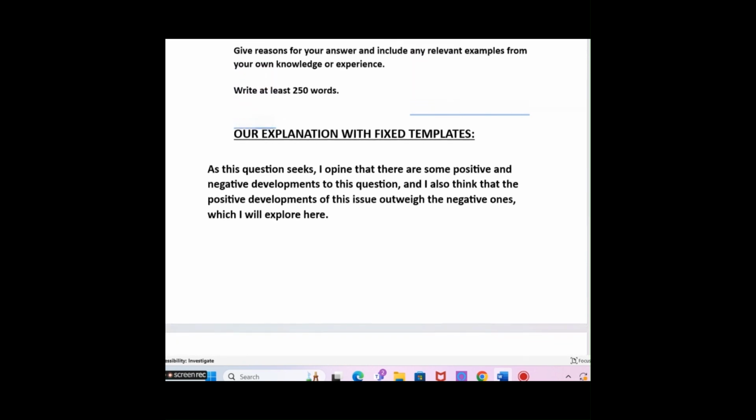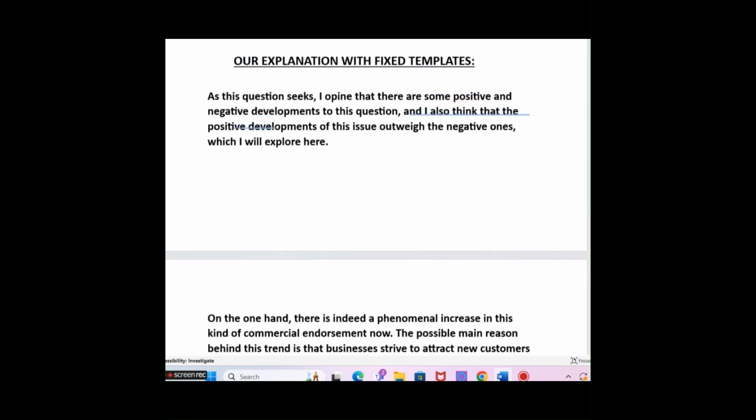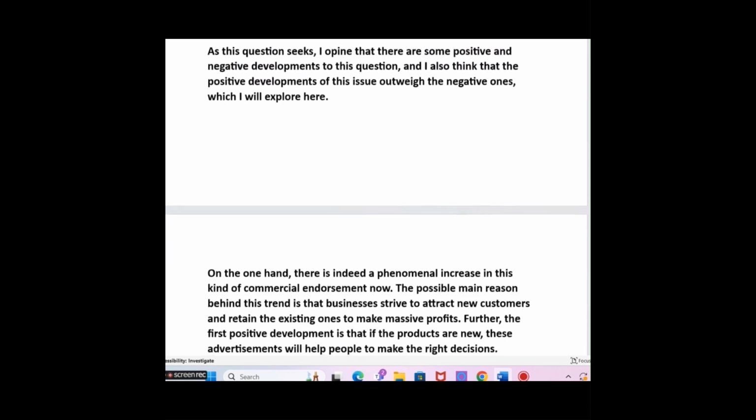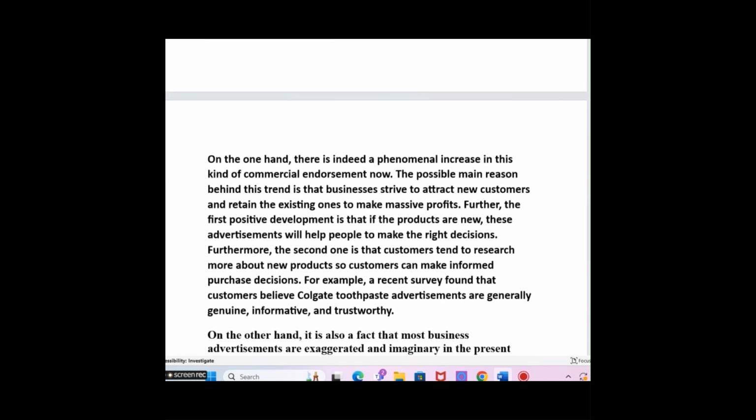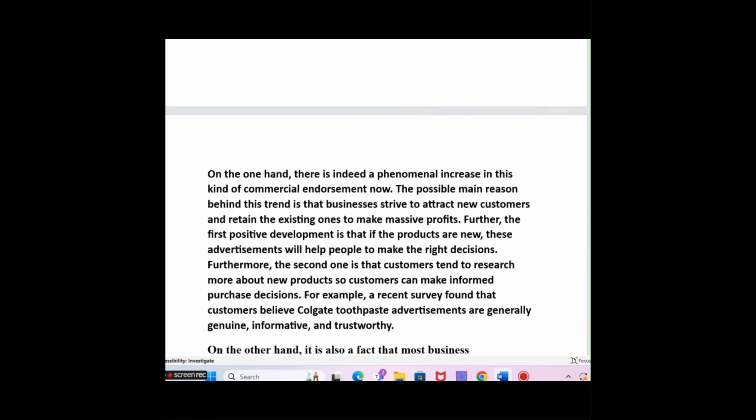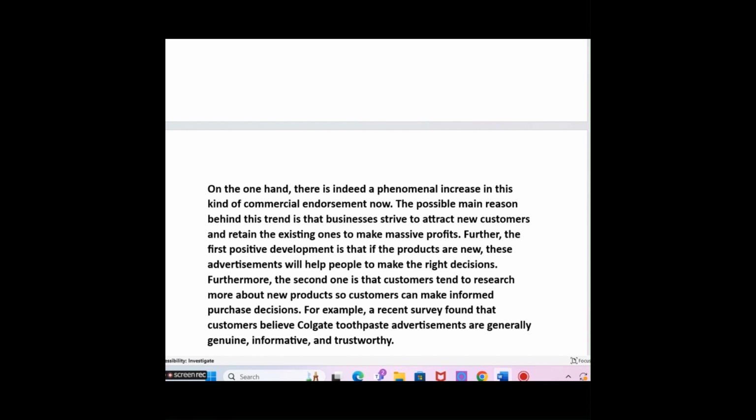Now let's move to the second paragraph, which forms the body of the essay. Pause the video and study the second paragraph, then I'll explain to understand it better. Okay, now look at the second paragraph.